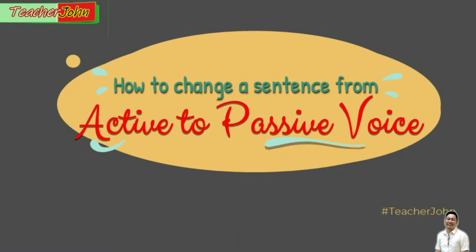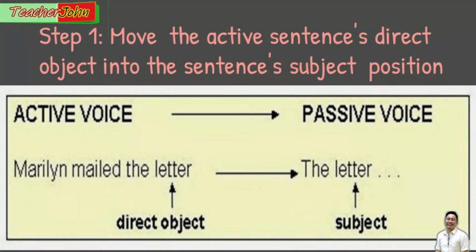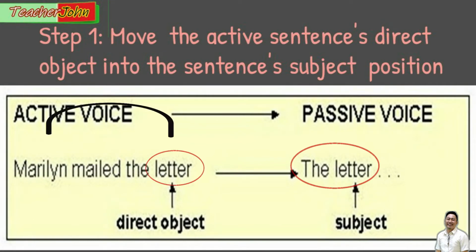To change a sentence from active to passive voice, do the following. Step 1. Move the active sentence's direct object into the sentence's subject position. To do that, here's how. In this example, the direct object, which is the letter, will become the subject, replacing Marilyn.